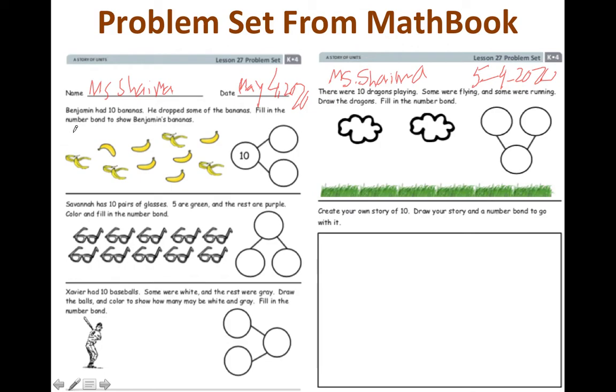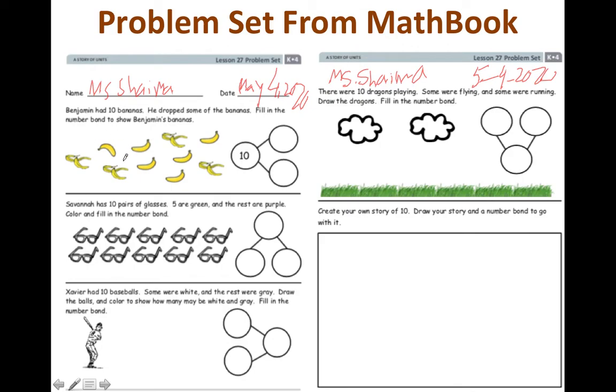Benjamin had 10 bananas. He dropped some bananas. Fill in the number bond to show Benjamin's bananas. Once again, Benjamin had 10 bananas. He dropped some of the bananas. Fill in the number bond to show Benjamin's bananas.